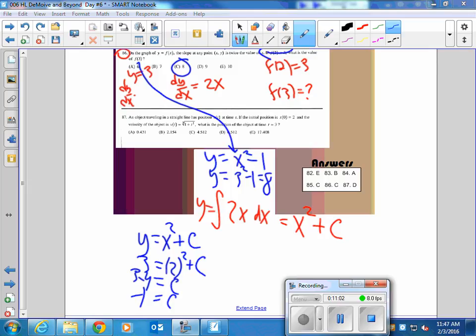So the key there was recognizing that the slope equal to 2x, we take the antiderivative to get the y. Any other ones on that set? How about the previous one?